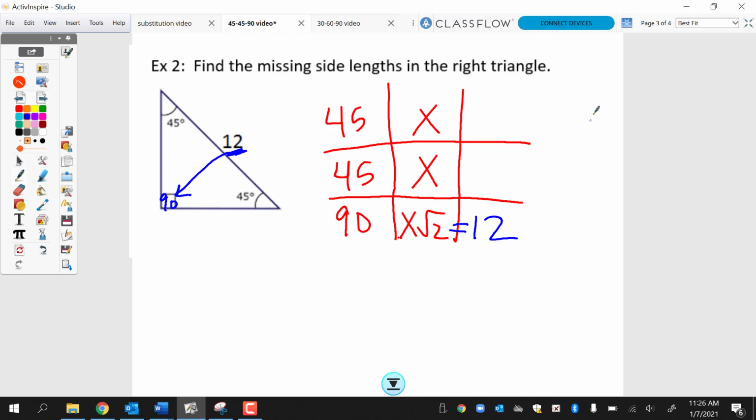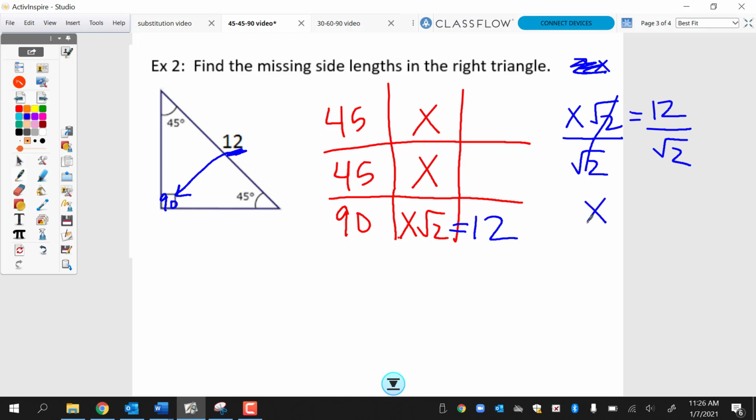This is now an equation. So I have x square root of 2 equals 12. Okay. I have to solve for x. I don't know what x is. It doesn't say x equals something. It says x square root of 2 equals something. How do I get rid of this square root of 2 in this equation? Well, this is just like if it said 2x. We know, to get rid of the number, we would divide. So it's the same thing in this. I'm going to divide by the square root of 2.